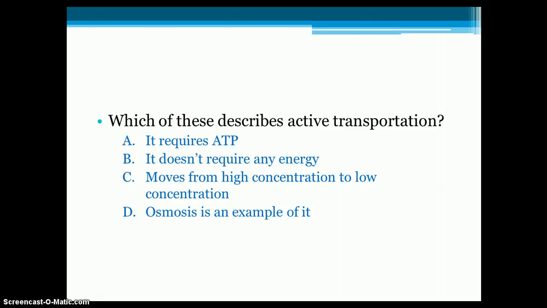Active transportation means it needs energy, so it requires ATP in order to work. The rest of those describe diffusion or passive transportation. Doesn't require any energy, moves from a high concentration to low, and osmosis is an example of passive transportation. Remember, active transportation usually moves things like ions or glucose from a low concentration to a high concentration.